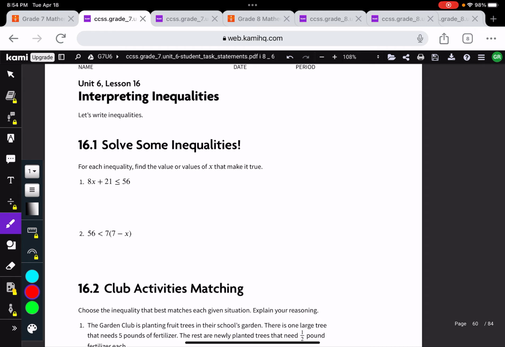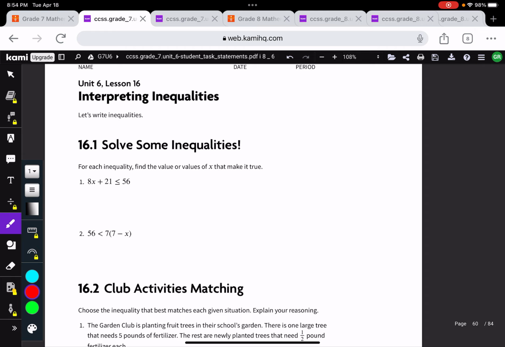So if you haven't gotten it out already, get it out now. Let's look at 16.1. Let's write inequalities. We're going to write them and solve them. 16.1 says for each inequality, find the value or values of x that make it true. And if you remember what we've practiced the last day or two, when you have an inequality, just pretend it's an equal sign and then solve it. And then go back and put in the inequality.